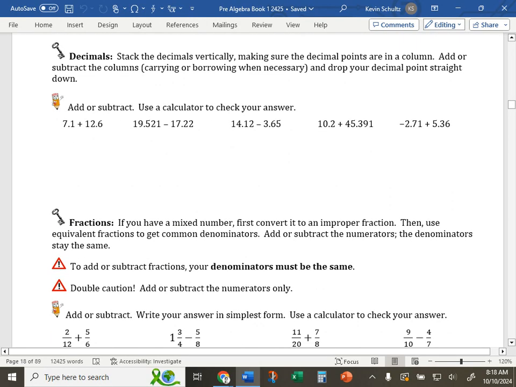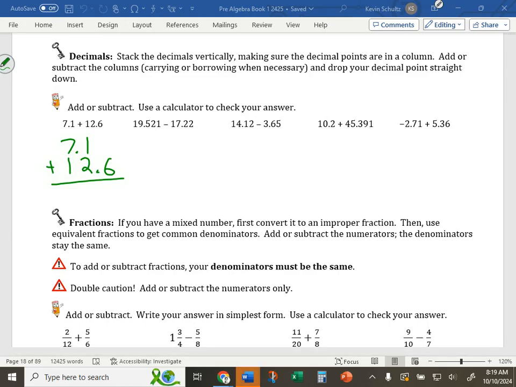Decimals, okay? Really, the best method to use with decimals is to stack them, write them vertically, kind of like that algorithm you used for addition back in the day. But what's the thing you've got to remember with decimals when you stack them vertically? What do you have to remember to do, Ruby? Line up the decimal. You would not write this as 7.1 and then 12.6 like that. That's not going to do you any good. Because that decimal point is not lined up.